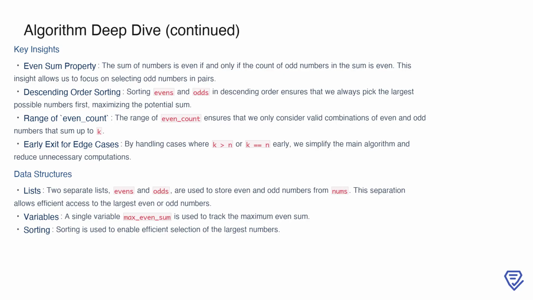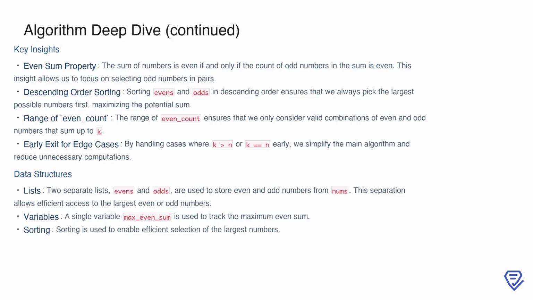Third, the range of even_count is carefully chosen to include only valid combinations of even and odd numbers that sum to k. Finally, handling edge cases like k greater than n or k equals n early in the process allows us to simplify the core algorithm and avoid unnecessary calculations.